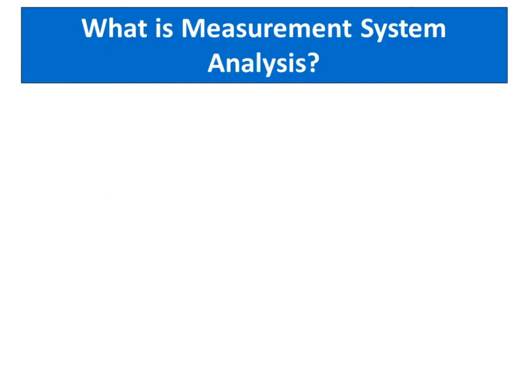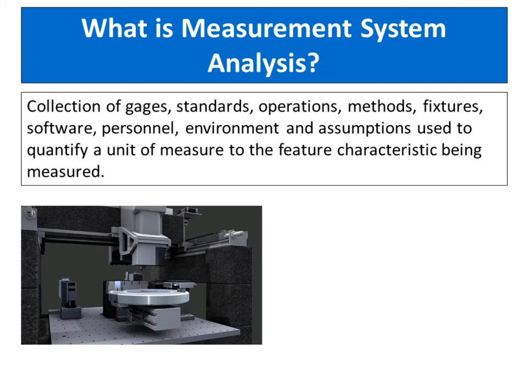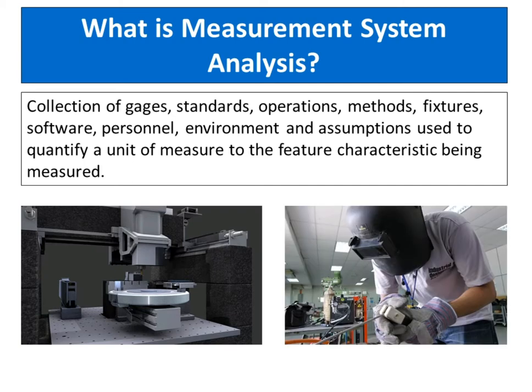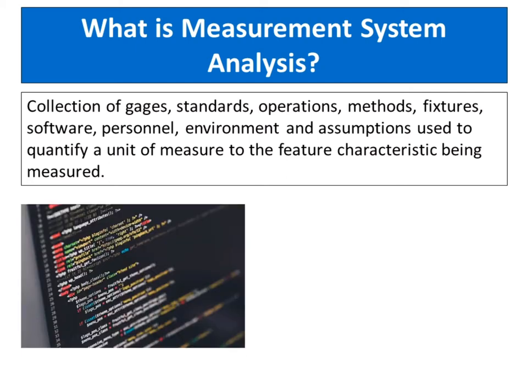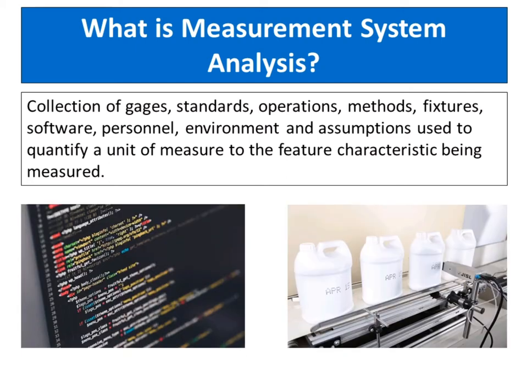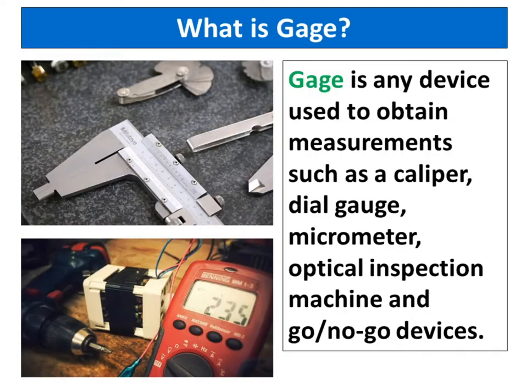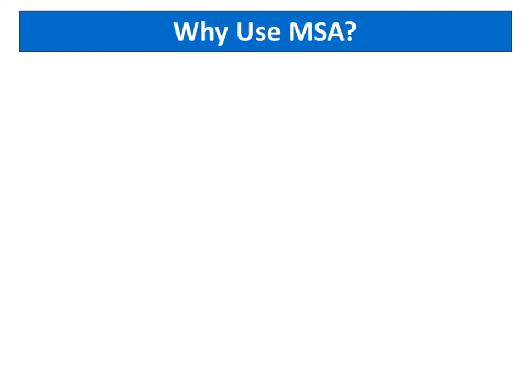What is a measurement system? Measurement system is the collection of gauges, standards, operations, methods, fixtures, software, personnel, environment and assumptions used to quantify a unit of measure to the feature characteristic being measured. What is a gauge? Gauge is any device used to obtain measurements such as a caliper, dial gauge, micrometer, optical inspection machine and go/no-go devices.